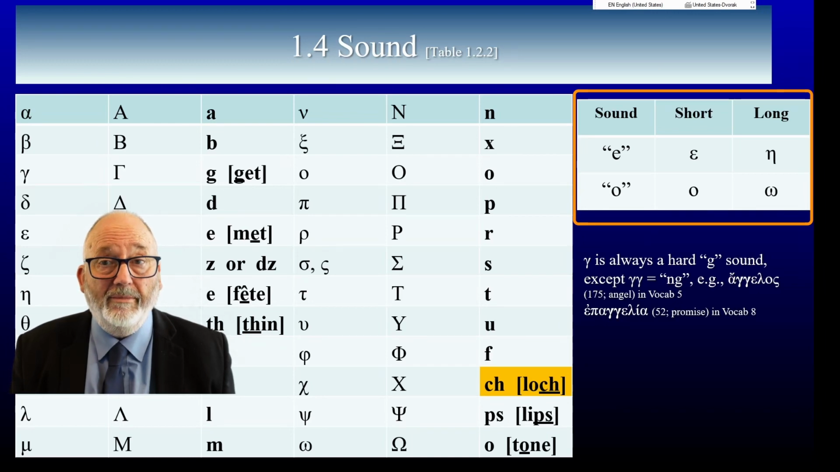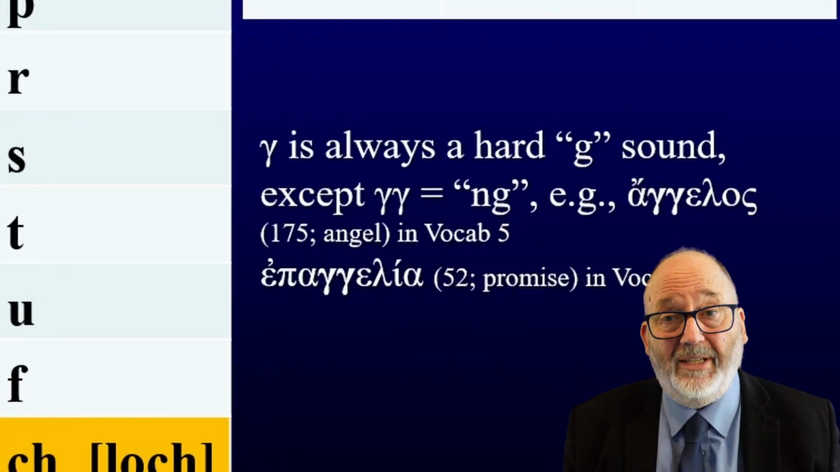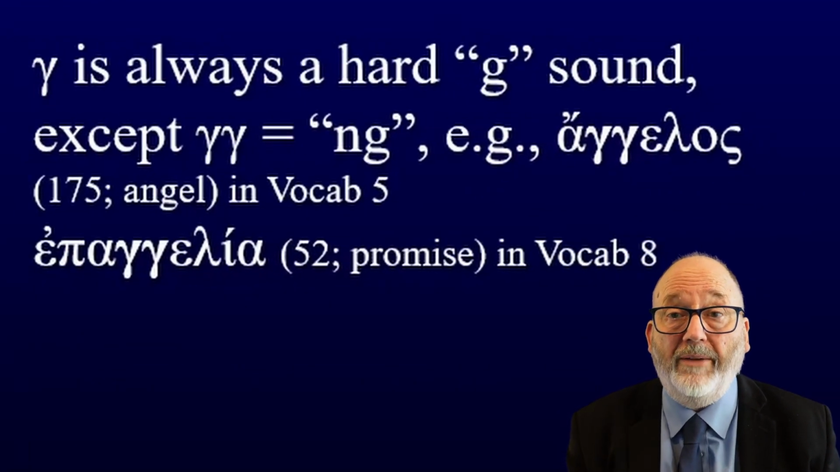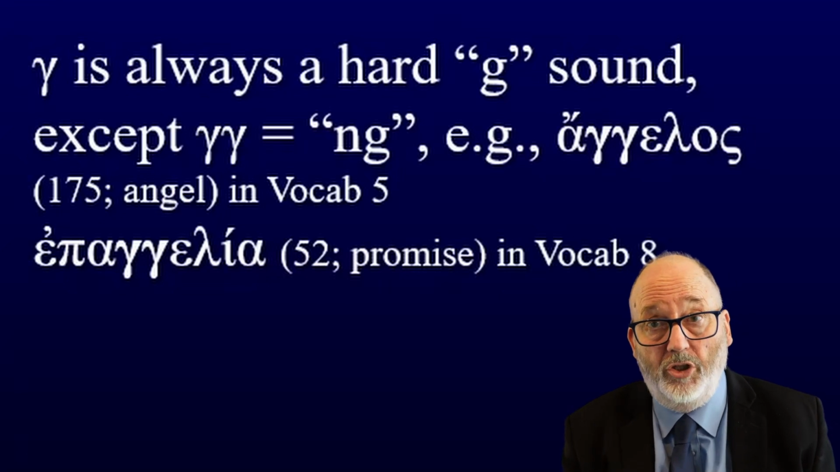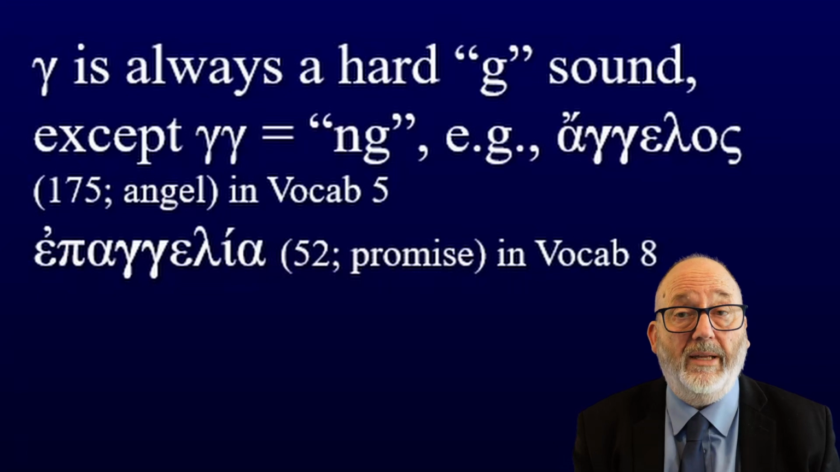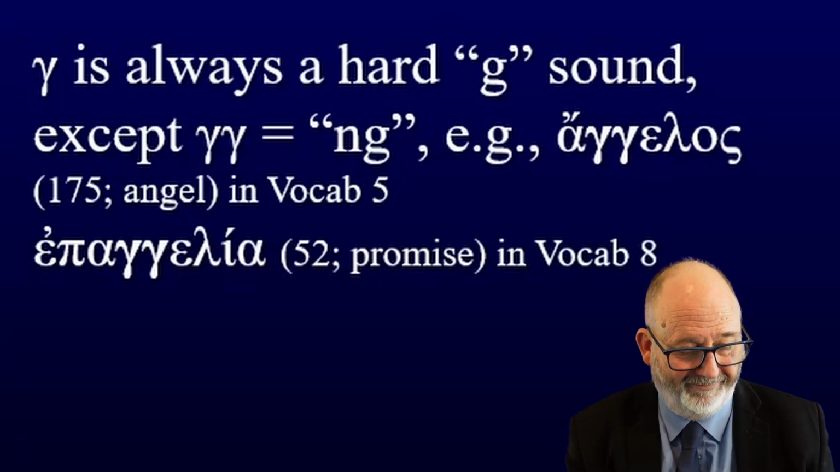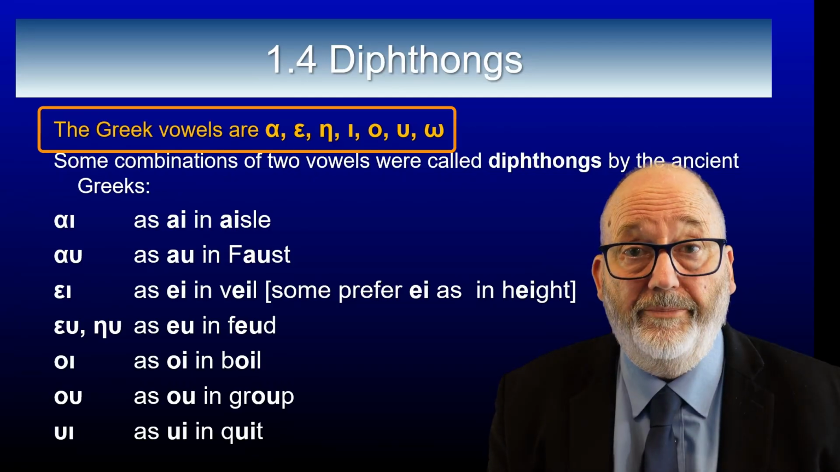Now here's one of the interesting things: when we have a gamma by itself, it's a hard G. But when we have it in combination with itself as a gamma-gamma, it makes an ng sound. So angelos is alpha, gamma-gamma, angelos. Oh, by the way, that word means angel. Hardly surprising, is it?